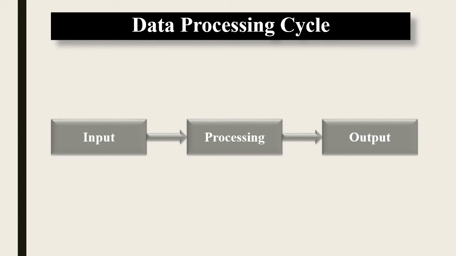First is the input. In this step, the input data are prepared in some convenient form for processing. The form will depend on the processing machine. For example, when an electronic computer is used, the input data could be recorded on any one of several types of input medium such as magnetic disk, tape, and so on.